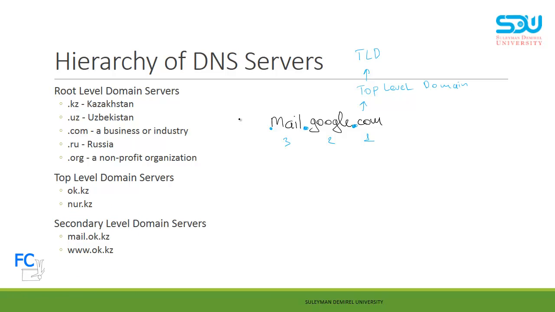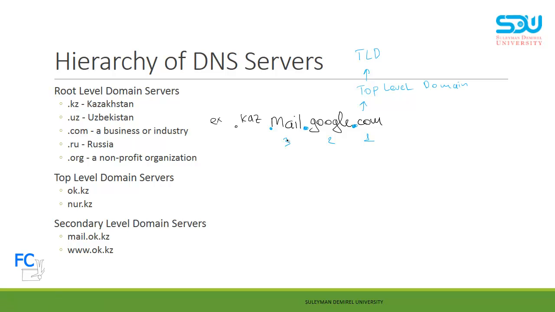For example, let's say cos.mail.google.com and one more. So it's not limited to only 3 names.